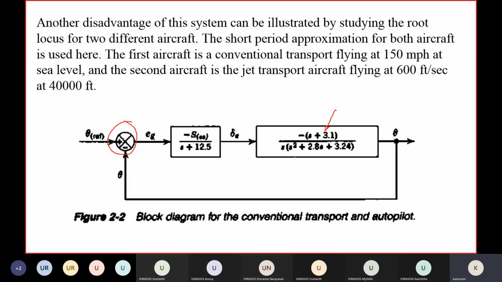The aircraft I took is a jet transport aircraft flying at 600 feet per second at 40,000 feet. While we are designing the displacement autopilot, what is a disadvantage? We'll compare two different cases. The main purpose of the displacement autopilot is to hold the aircraft in straight and level flight, so it is not only pitch angle.